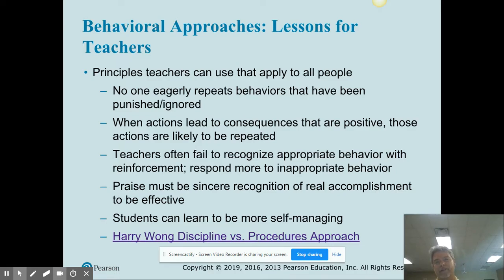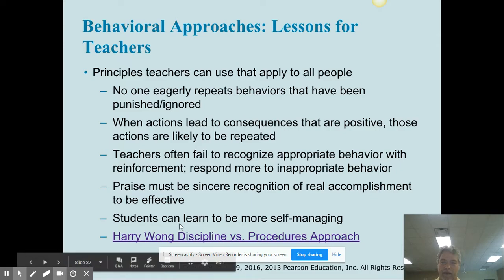So principals and teachers that use this plan: no one eagerly repeats behavior that has been punished or ignored, right? When actions lead to consequences that are positive, those actions are likely to be repeated. So these are some of the findings from all the research. Teachers can fail to recognize appropriate behavior when it's reinforced, and respond more to inappropriate behavior. Praise must be sincere. You can't single out one kid because the other 23 are acting up, and you're just kind of saying, "I like how Tommy's doing this." Well, you picked Tommy, but the other 23 were not off task. And students can learn more from self-management.